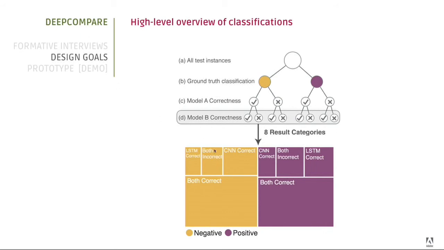So for comparing 2 binary classification problems, this would result in 8 categories, which we then visualize as a tree map. In this particular one, you can see that it has 1,000 test instances, about half negative and half positive classes. We can see that in both cases, the models are getting the same proportion correct, but the CNN is performing a bit better on negative classes, and the LSTM is performing a little better on positive.